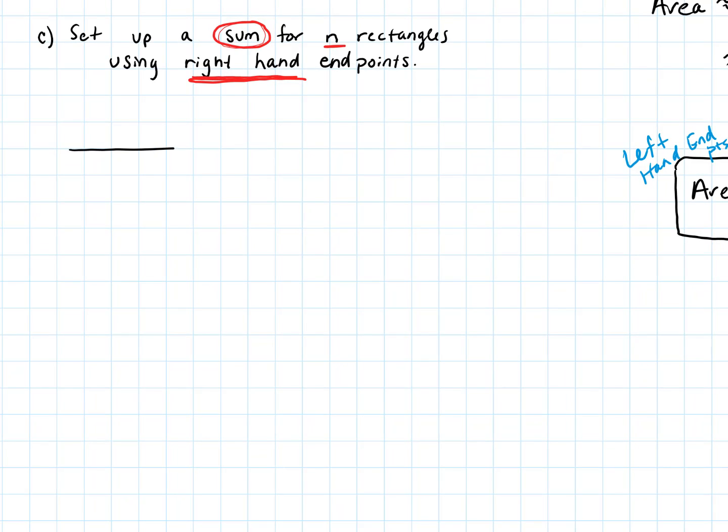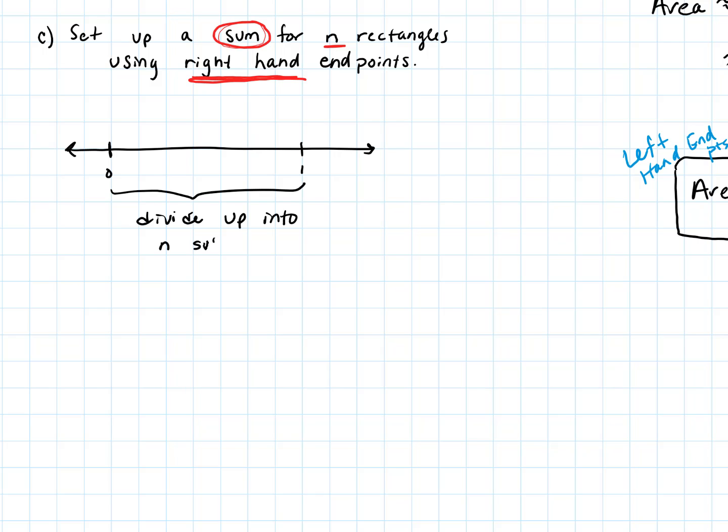So now we're looking at 0 to 1, but this time we're going to divide up into n subintervals. I'm not going to say the number, I'm just going to say n. So that the width of each one is actually going to be delta x, which is 1 minus 0 divided by n. So it's actually just going to be 1 over n. So the first interval from here to here, this width is 1 over n. So this first endpoint right here is just 1 over n.